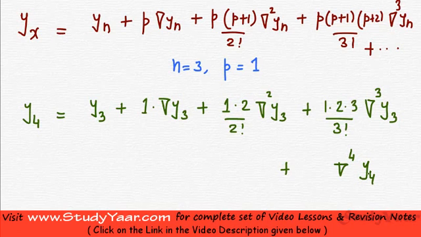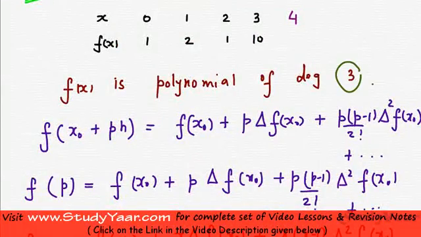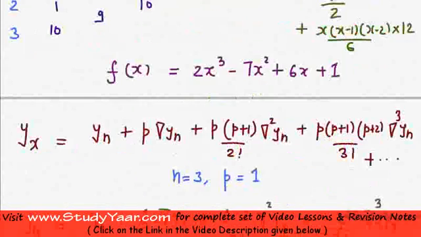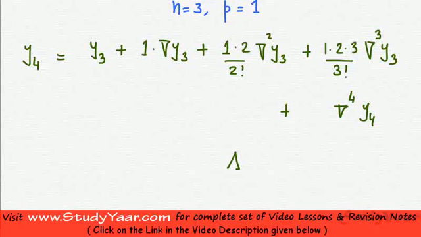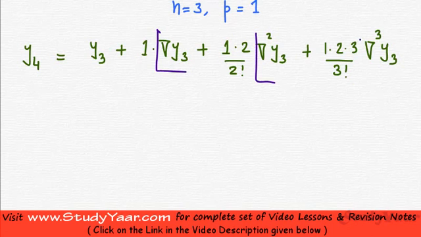However, since it is of degree 3, we've already seen that our polynomial is of degree 3, therefore all the differences starting with power 4 are going to be 0. So you are not going to have this term at all. So your final formula looks like this. Now what's left is to calculate the backward difference for y3. First, second and third backward difference.